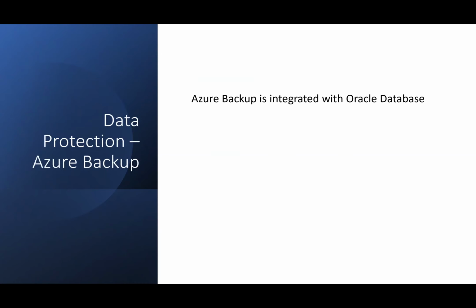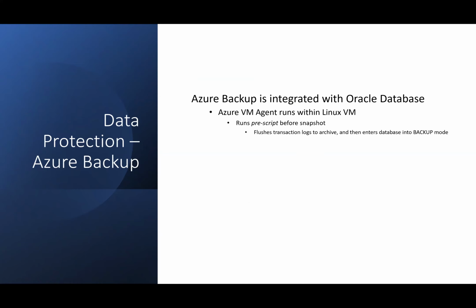Okay. With Azure Backup, and same thing with Azure NetApp Files Backup, there's an agent that runs within the Linux VM. It runs a prescript before the snapshot, and that prescript runs under SQL*Plus, connected as sysbackup. It flushes transaction logs to disk, and then it puts the database into backup mode. So really, it runs 2 commands: alter system archive log current, which performs a checkpoint as well. That flushes everything to disk and flushes the logs to archive. And then it runs alter database begin backup.